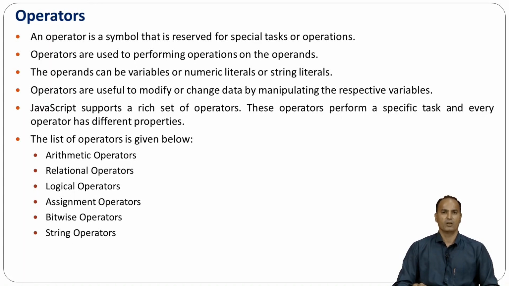An operator is simply a symbol that is reserved for special tasks or operations. Operators are used to performing operations on the operands. Operands may be variables, and upon them we will perform various operations using the operator. The operands can be variables, numerical literals or string literals as well. Operators are useful to modify or change data by manipulating the respective variables. The various operators supported by JavaScript are arithmetic operators, relational operators, logical operators, assignment operators, bitwise operators, and string operators.